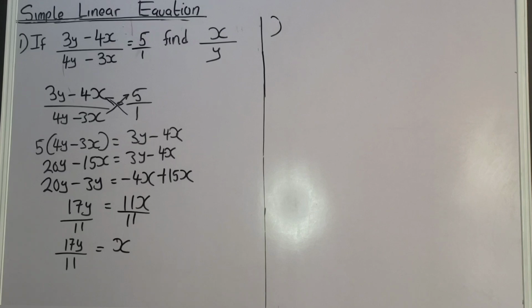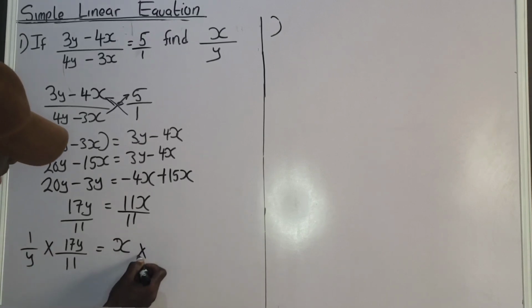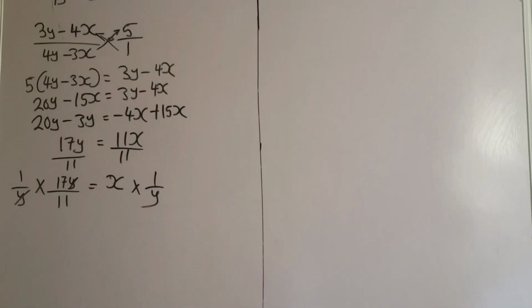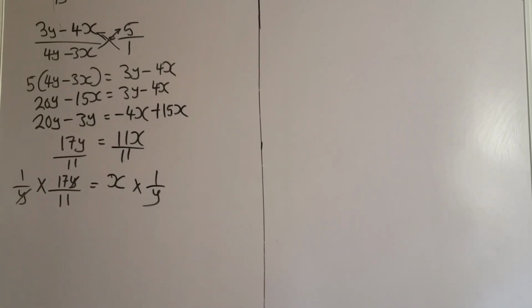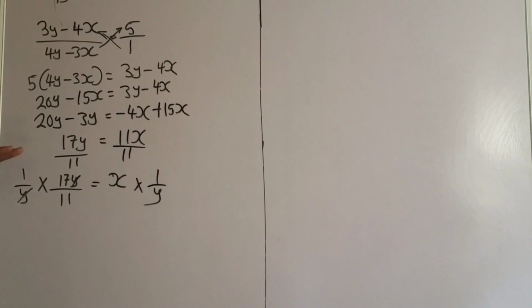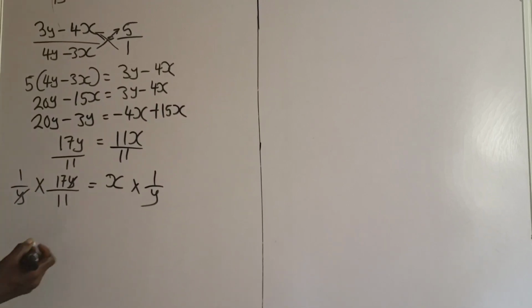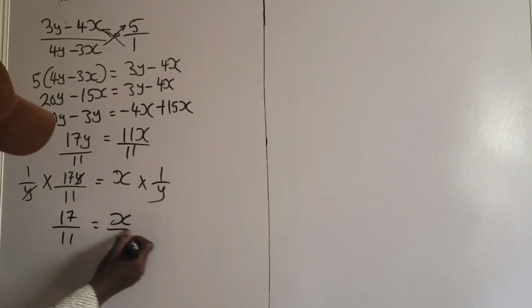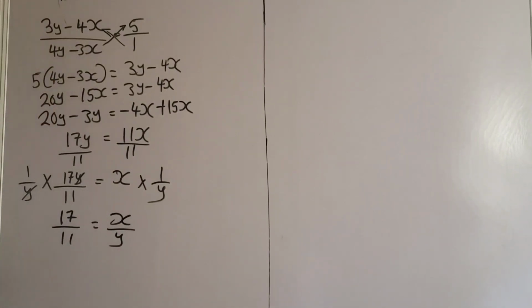or multiply both sides by 1 over y. Okay, this multiplied by 1 over y, and this multiplied by 1 over y. Okay, so I'm going to have this. Do you know the goal is to determine the value of x over y? You understand? That's why I multiply both sides by 1 over y. Okay, so this y will cancel this y. So I'm left with what? 17 all over 11 is equal to what? x all over y. Do you understand? So the value of x over y is 17 all over 11.